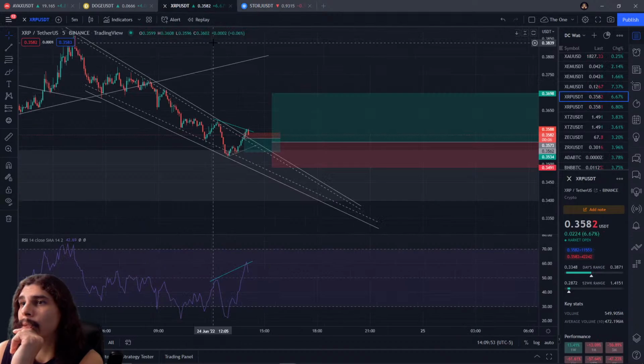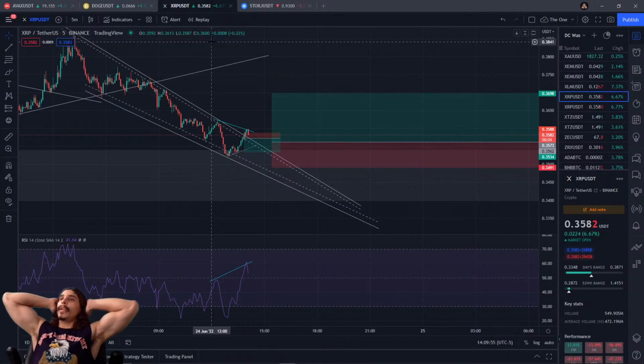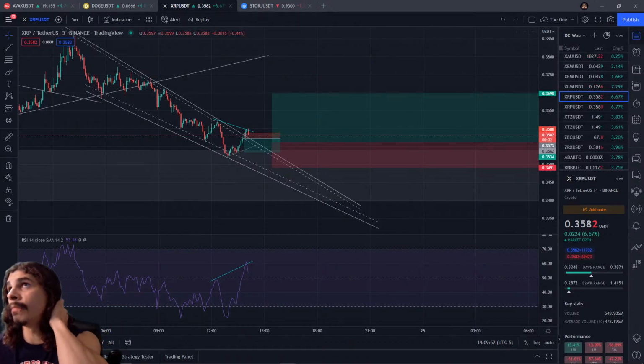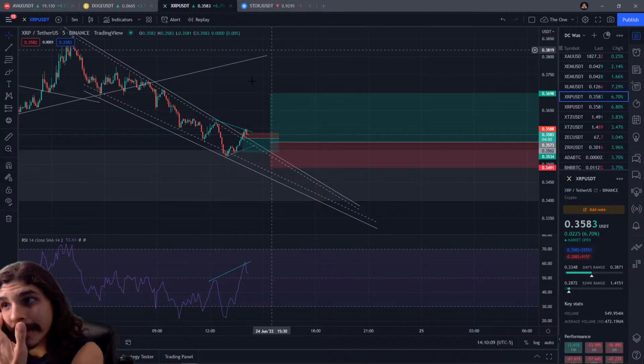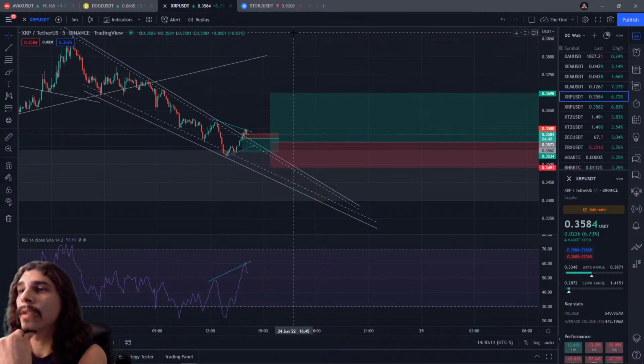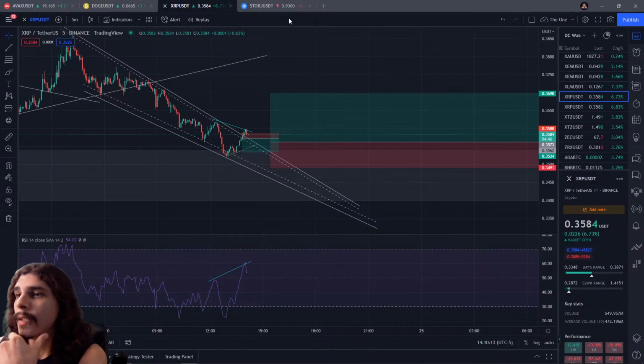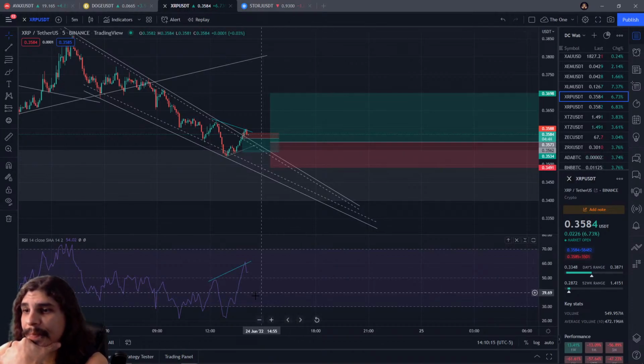Let me take a peek at XRP again. And she's dumping. Why does she have to do this to me? Why? I should have taken a revenge. Man, why does it have to do this to me? And look, now that green candle's gonna come up. Decisions.